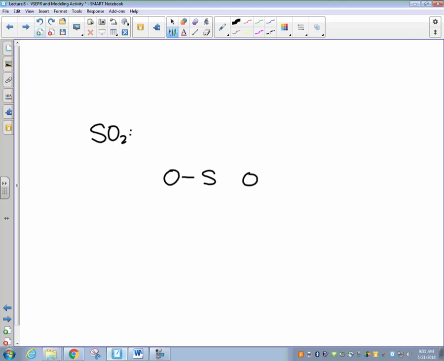One of those bonds contains a single bond, one contains a double bond. Then we have a lone pair of electrons on the central sulfur, and then we'll complete the octets for the oxygens with lone pairs around the outside. So here's our Lewis dot diagram for sulfur dioxide.